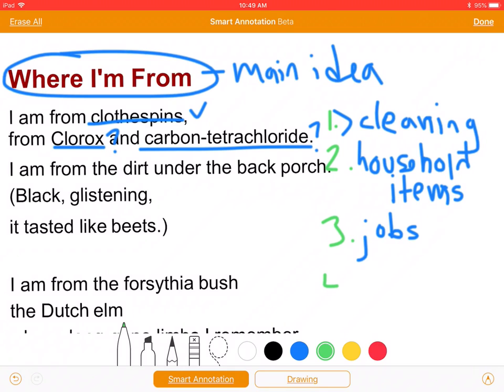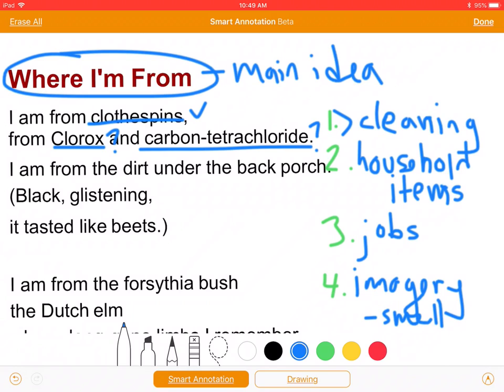And then finally, a last way that I want to show you that you could categorize is by using imagery. Now, imagery is writing that appeals to our five senses. And we know that one of those senses is smell. And if you're like me, when you saw the picture of those bottles of Clorox, right away you began to remember the smell of bleach.